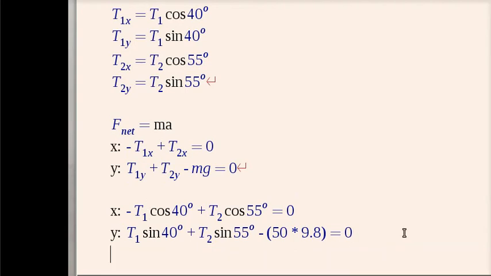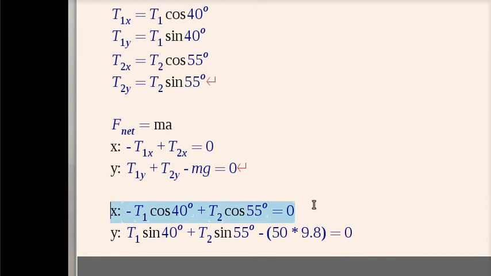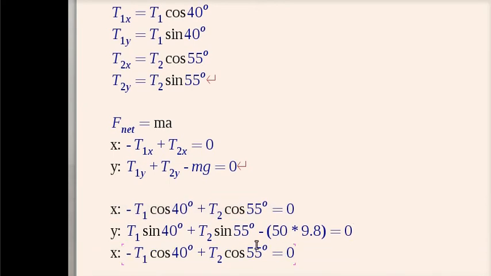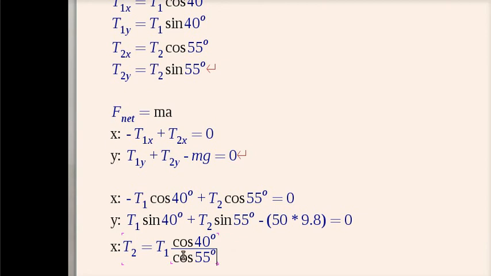We want to get it down to just one equation, so let's take the x equation just because it looks a little easier, and let's algebra, adding that to the other side. Let's put the numbers together because cosine of 55 is a number. So T2 equals T1 times a number. You can type this in your calculator and find out what that number is.